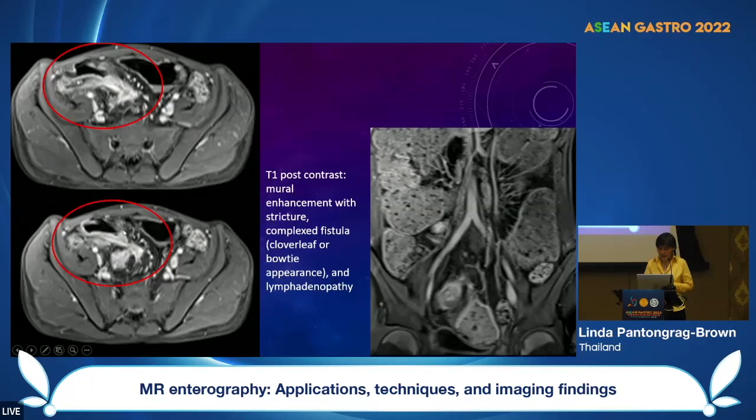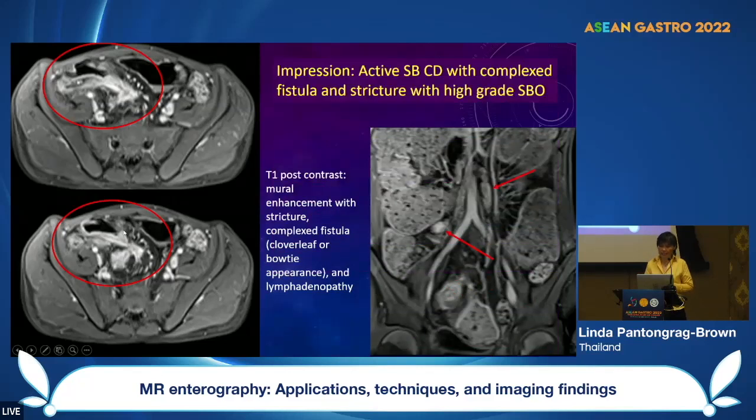And in this image here, you could see that there is some lymphadenopathy, which is quite common in Crohn's disease. This is a reactive lymphadenopathy. So in this particular case, it is an active small bowel Crohn's disease with complication of transmural penetrating disease of fistula and stricture with high-grade small bowel obstruction.